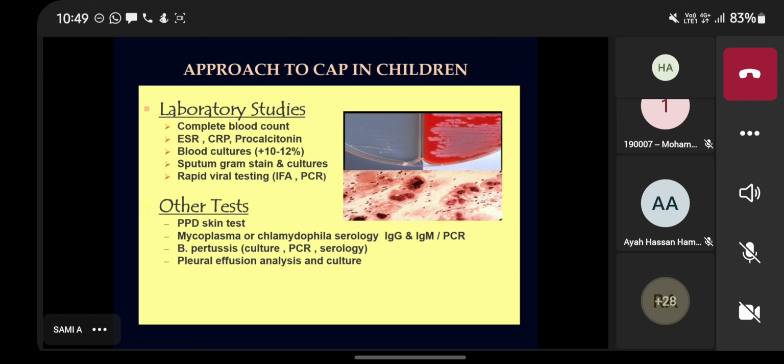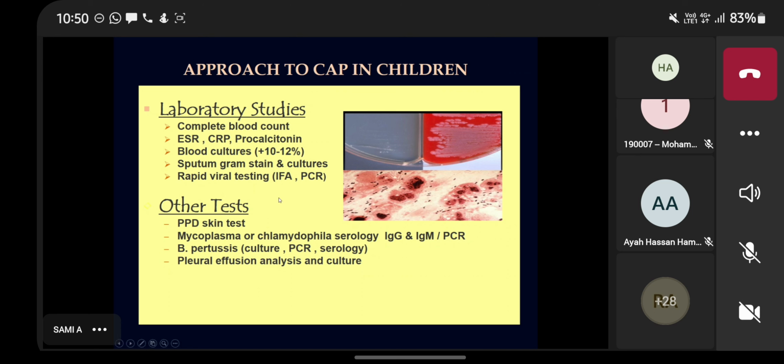If you do it in older children, as you can see in these pictures, you have to first evaluate the sample; you need fewer than 10 epithelial cells. You look for white blood cells, and the Gram stain here showed Gram-positive cocci in chains, and the culture subsequently was positive for pneumococcus.